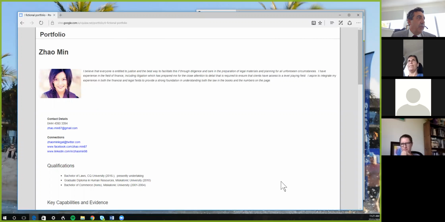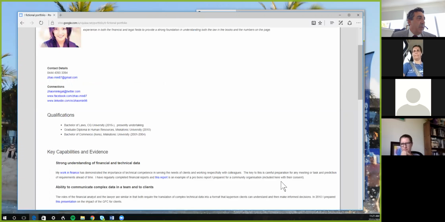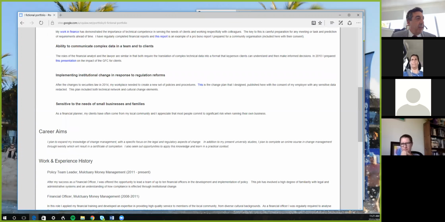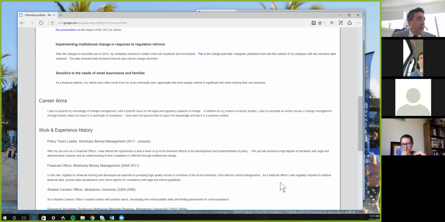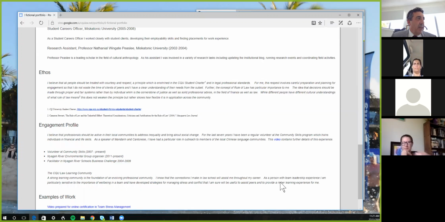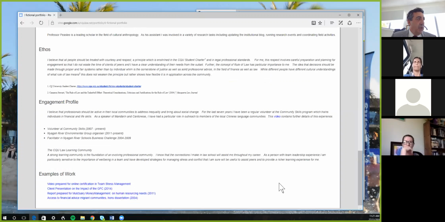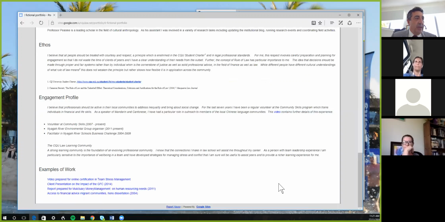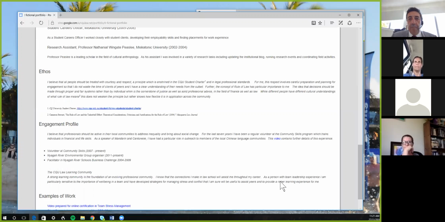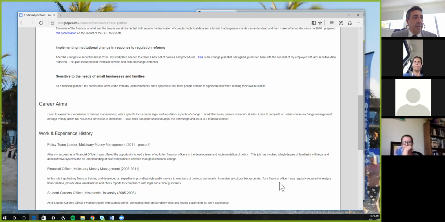In terms of the portfolio, we have a basic statement. It's not very long, and I don't think it needs to be very long. It does look a little bit like a CV, but it's not. And I like the comment about ethos and engagement profile. The examples of work is a really good way of presenting this. Of course, you do need to supplement all of this with a video. So don't feel compelled to write a lot of words. This is really just the skeleton, the beginning of something that will expand into the future. And if you write a lot of words, it means that you may have to do a lot of editing down the track.